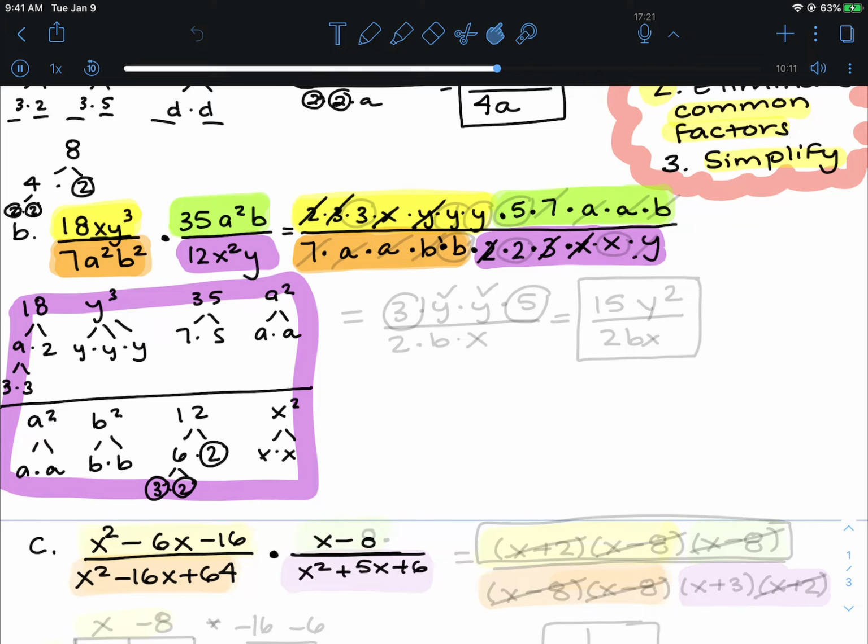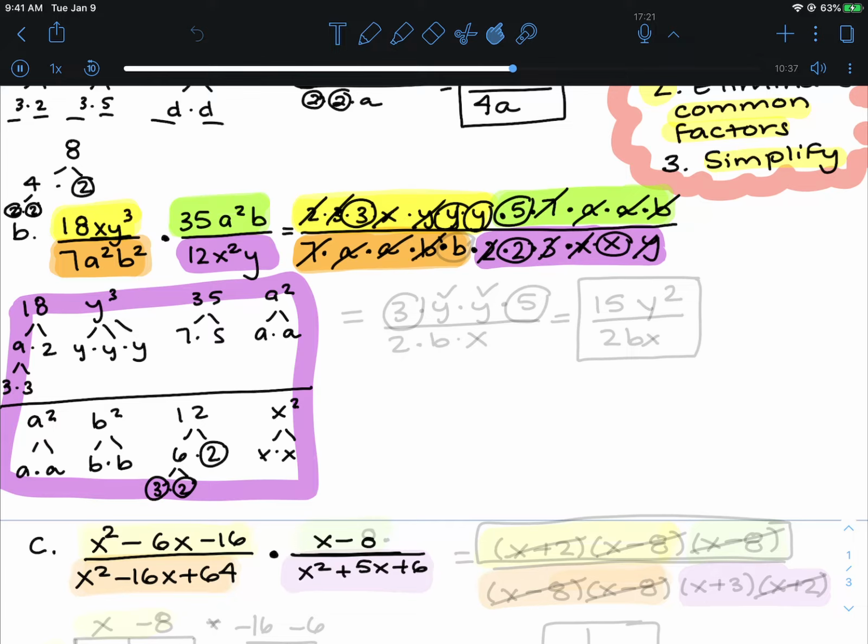A y with a y. I don't see any more y's. A 5, I don't see a 5. 7, I do see the 7. I see 2 a's and 1 b. So whatever's left over is going to be part of my final answer. So 3, y, 5, and that's it.